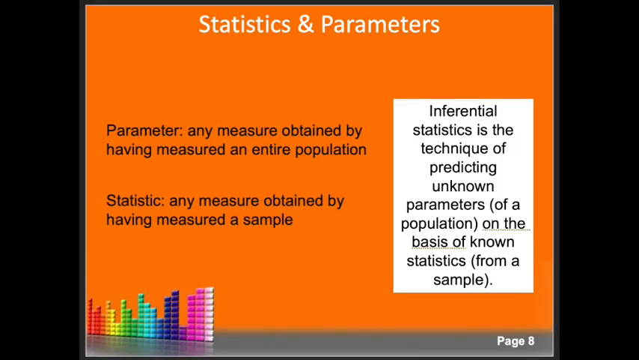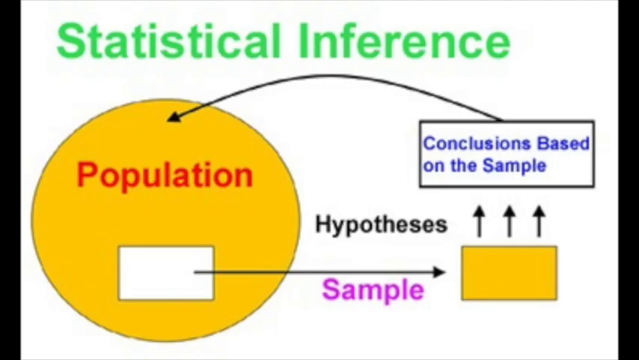Good job. Okay, so what is the point of all this? What is the take home? What do I want you to gather from the last 3 slides? Here it is. The point is that inferential statistics, remember those are the ones where we're taking what we know from a sample and generalizing to a population, is the technique of predicting unknown parameters of a population. Why are they unknown? Because we can never test an entire population, right? So inferential statistics is the technique of predicting unknown parameters on the basis of known statistics from a sample.